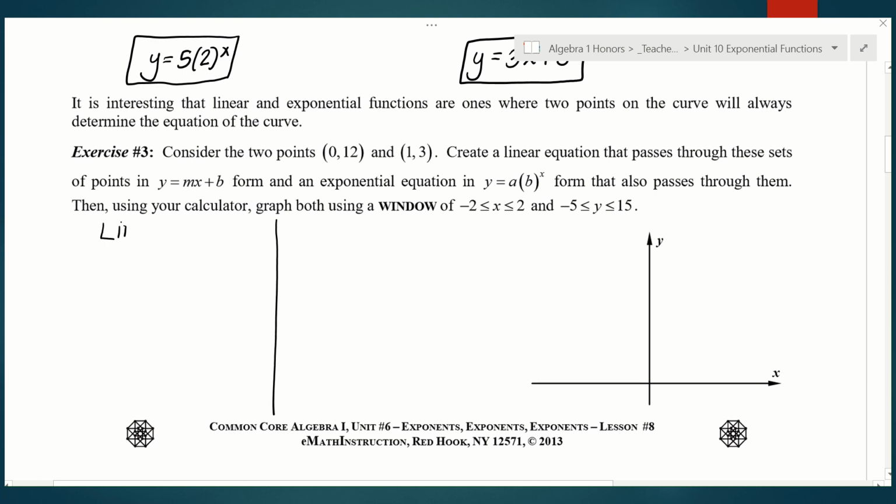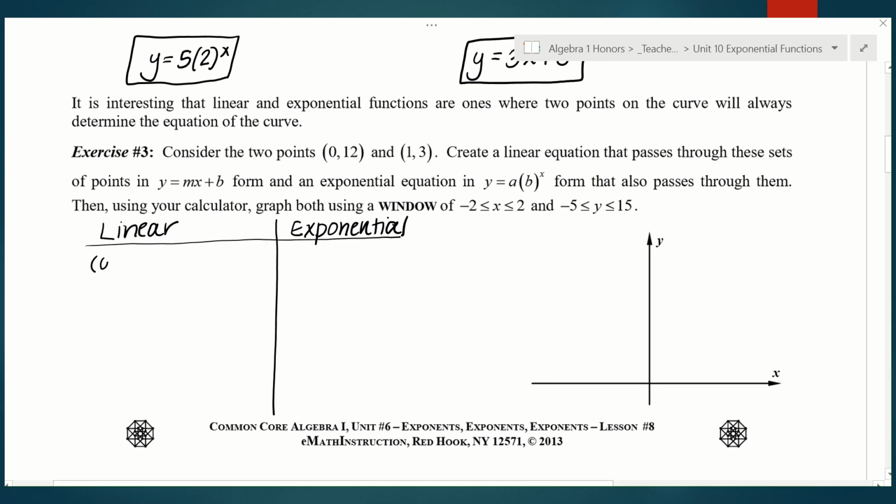So I'm going to say linear versus exponential. What they're saying is write the equation of a linear function that passes through the points (0, 12) and (1, 3), and then write an exponential function that passes through those same points.